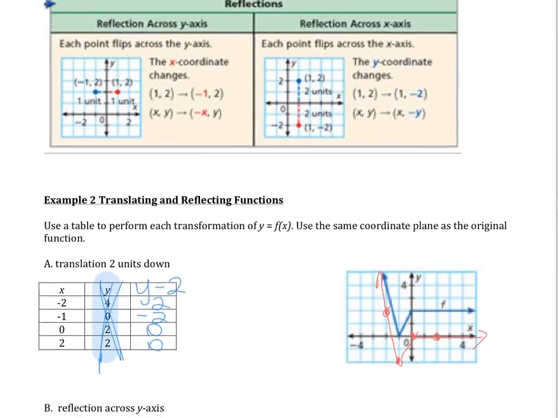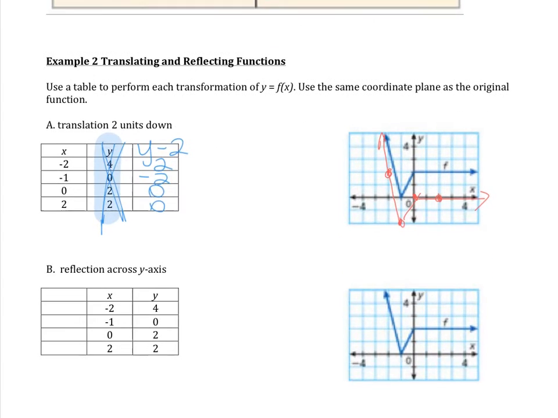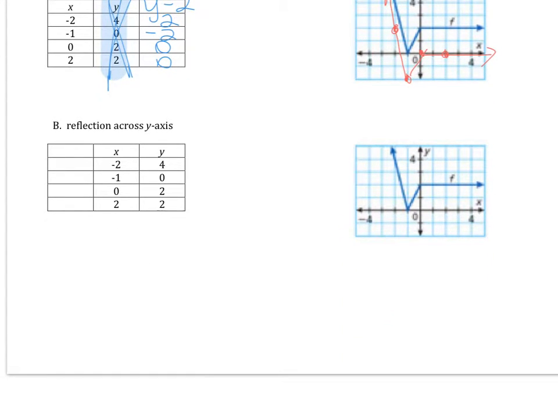Reflection across the y. What does reflection across the y do? Reflection across the y does the opposite. It negates the x. So if x is -2, when I negate it, it's +2. Negative 1 is 1, 0 stays 0, and 2 is negative 2. So there's my new coordinates.